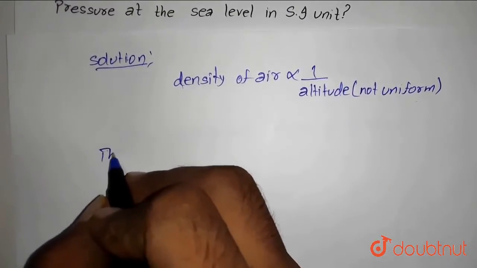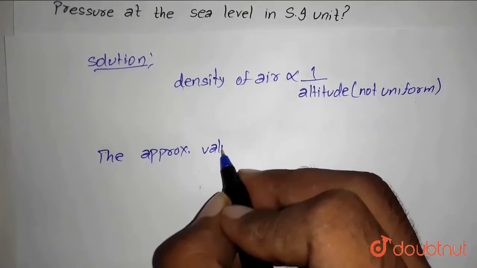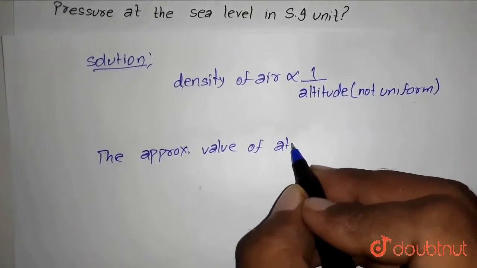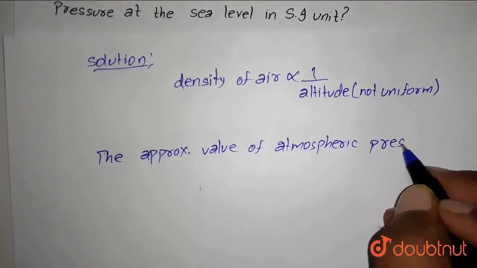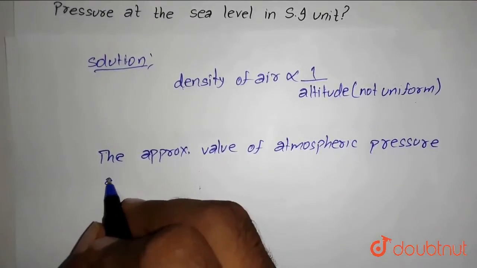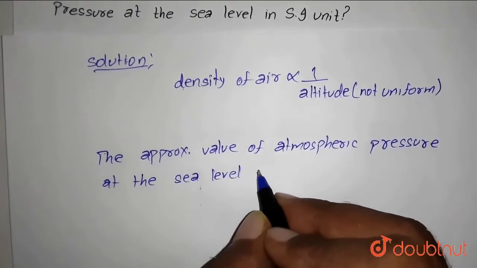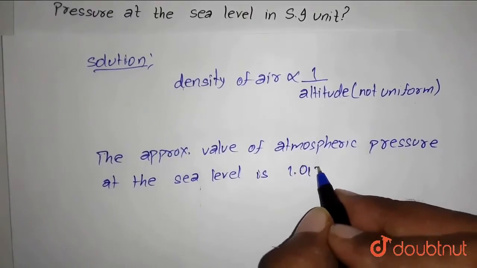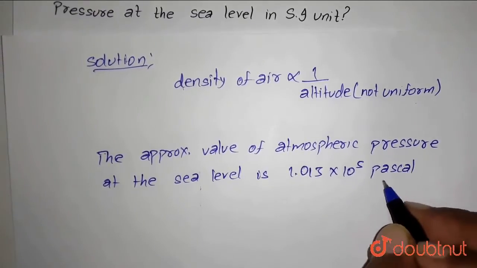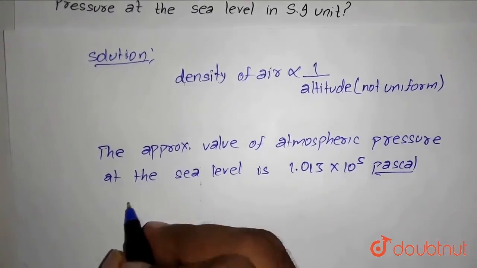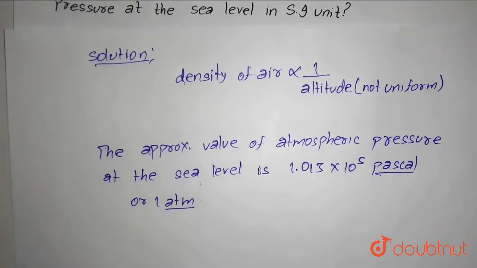So the approximate value of atmospheric pressure at the sea level is 1.013 into 10 to the power 5 pascals, since pascal is the SI unit of pressure, or you can say, 1 atm, the other unit of pressure.